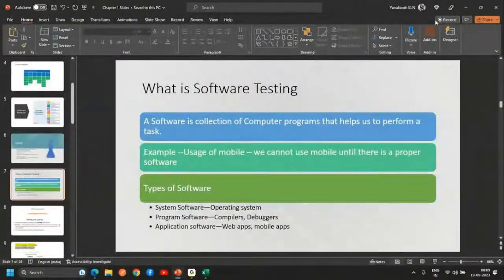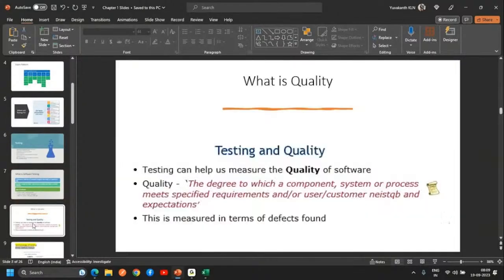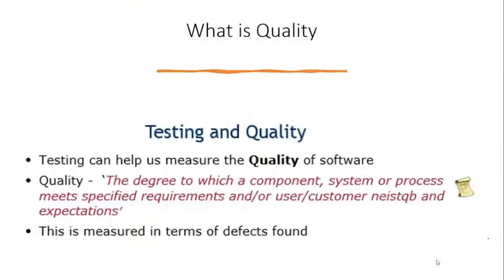So now we have understood what is software and software testing. We should also understand what is quality. Okay. Only if we understand what is quality, we can give a quality product to the end customer. So what is the role that testing plays in giving a quality product? Now we will see what is quality, testing and quality. Testing can help us measure the quality of a software. Testing will help us to measure the quality.